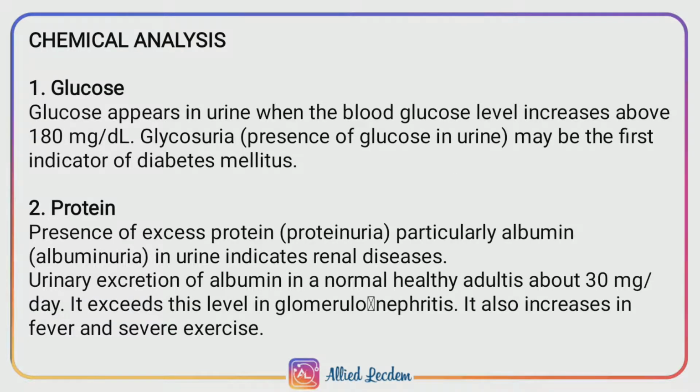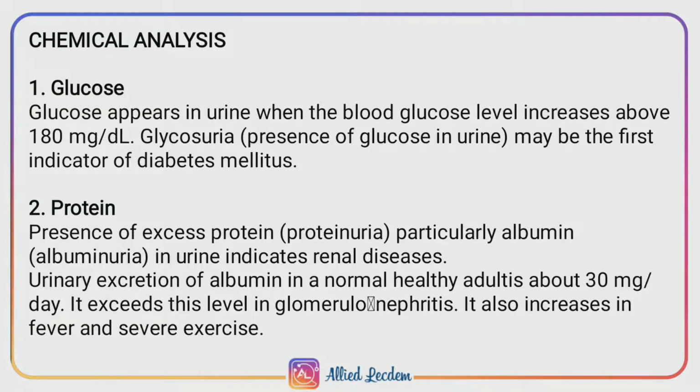Chemical analysis. Glucose. Glucose appears in urine when the blood glucose level increases above 180 mg per dl. Glycosuria may be the first indicator of diabetes mellitus, that is, presence of glucose in urine. Protein. Presence of excessive protein, proteinuria, particularly albuminuria in urine indicate renal disease.